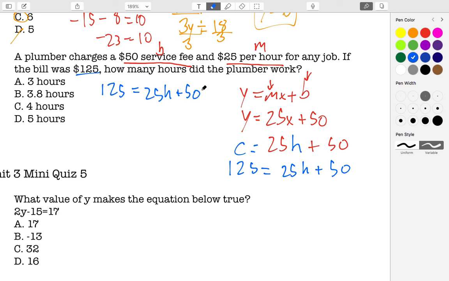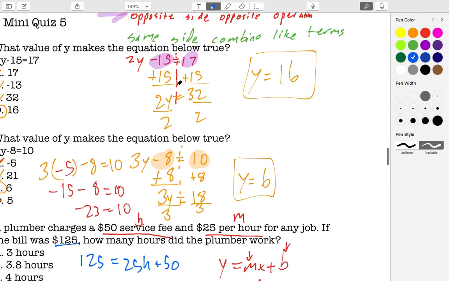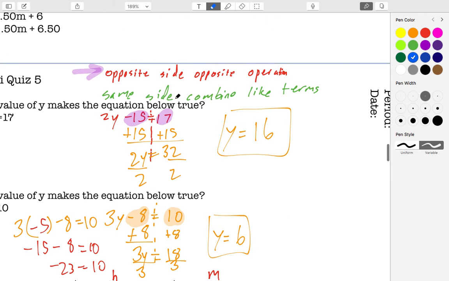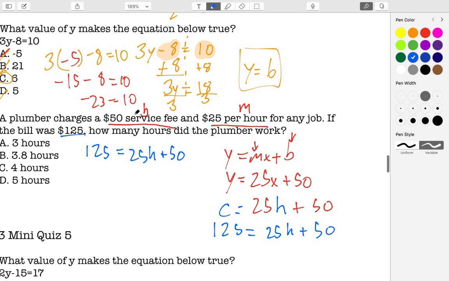Okay, what do you do first? Very first step. In order to use these notes that we made on the top, opposite side, opposite operation, same side, combine like terms. Do we have two sides? Show me. What are the two sides? I don't see them yet. So what do you put to make two sides? Awesome job. A line down the middle. Okay, you are off the hook.